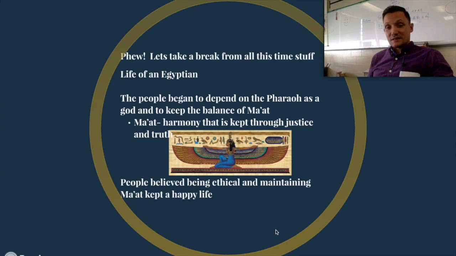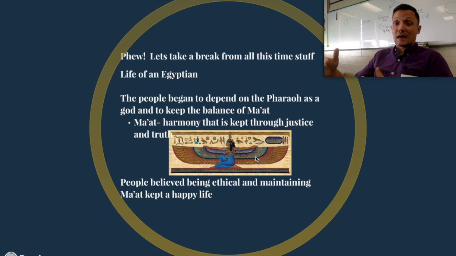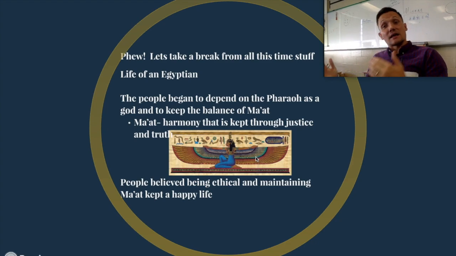Some of you have seen this symbol of Maat before. Maat is the harmony that keeps justice and truth. It is symbolized by this woman who has a balanced pair of eagle-like wings, right? Because the people began to depend on the pharaoh as a god to keep the balance of Maat. So, people believed in ethical maintenance of Maat and kept everyone's life happy. It's a lot like karma, okay?